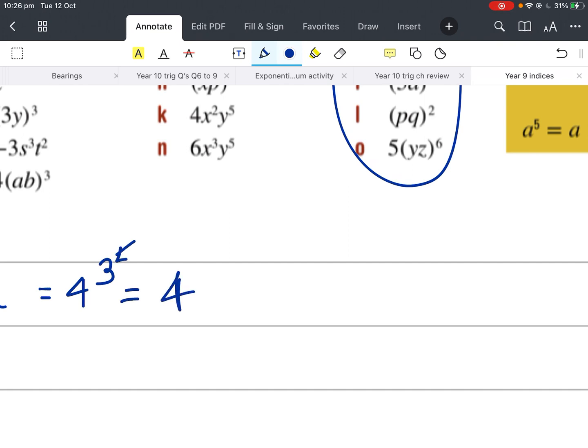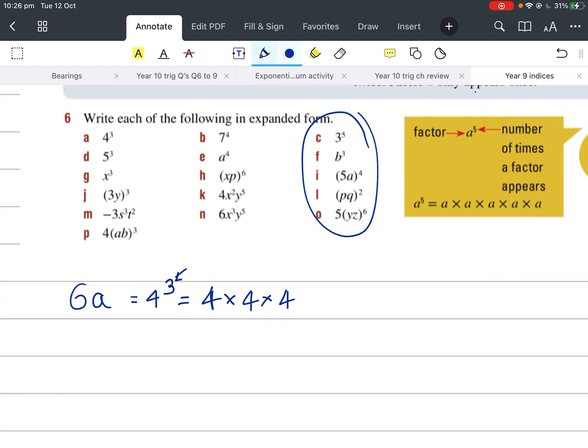And this number is telling me how many times to write it. So it's telling me to write it out 3 more times. That's my answer. Okay, I'll do D now. Well, I won't do D because it's exactly the same. You just write down the 5 and you do it 3 times.